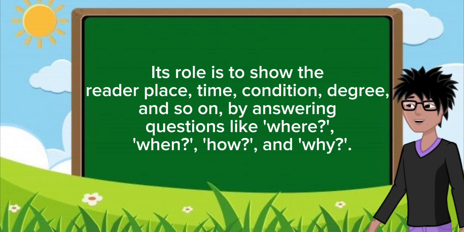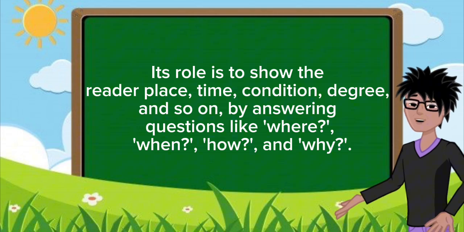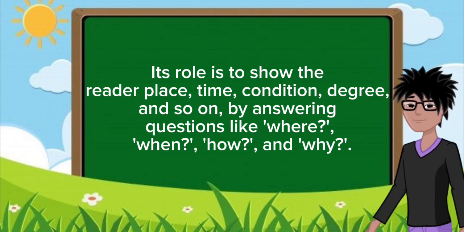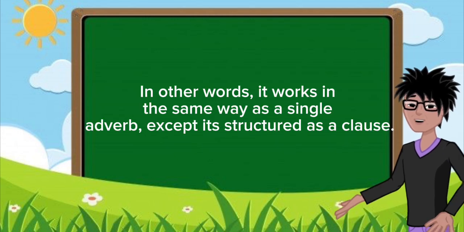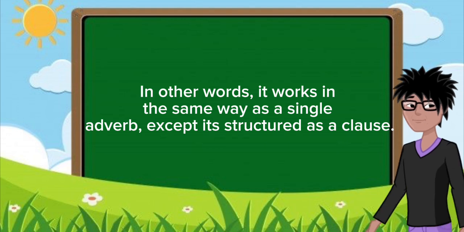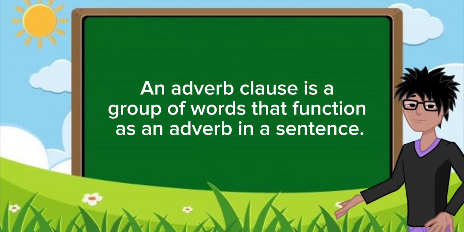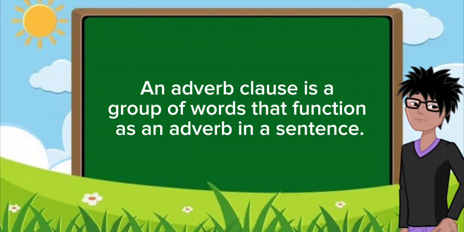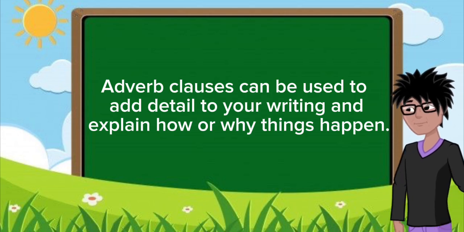Its role is to show the reader place, time, condition, degree, and so on by answering questions like where, when, how, and why. In other words, it works in the same way as a single adverb, except it is structured as a clause. An adverb clause is a group of words that function as an adverb in a sentence. Adverb clause can be used to add detail to your writing and explain how or why things happen.